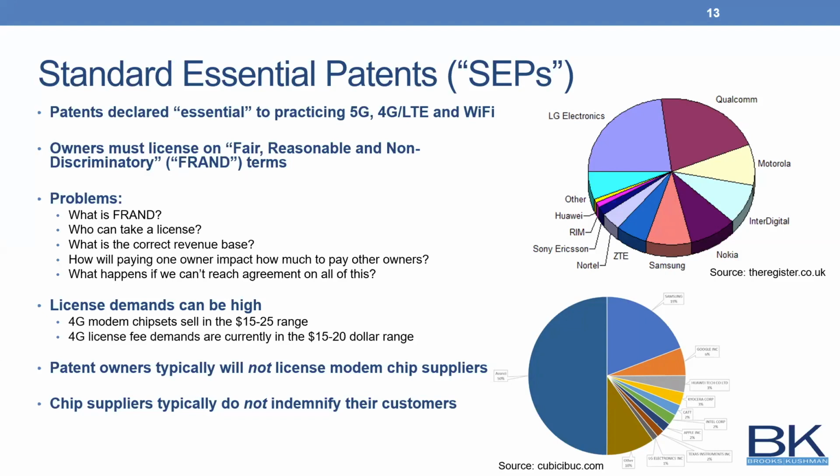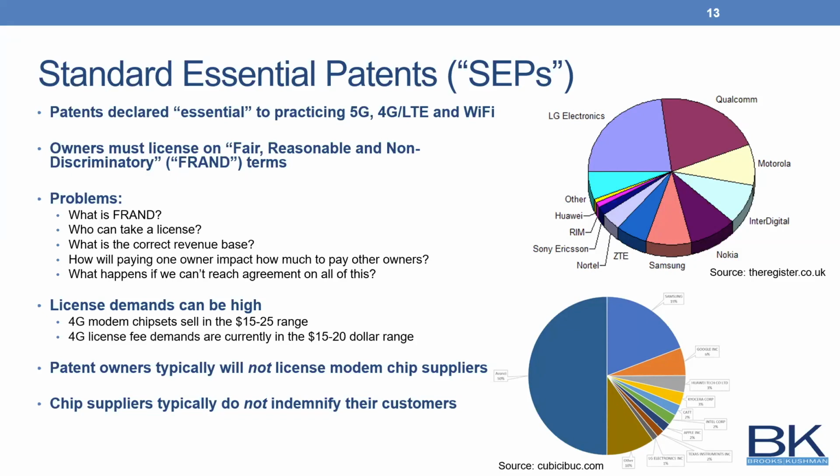There's also the complicating factor: if you pay one slice of this pie, what impact does that have on all the others? Do you have to pay their pro rata share? If you pay one, will you be stuck in litigation with the other? It's very complicated. And then what happens if we don't reach agreement? What happens next? Well, we're going to talk about that because lots of companies have not reached agreement and they're fighting about it.